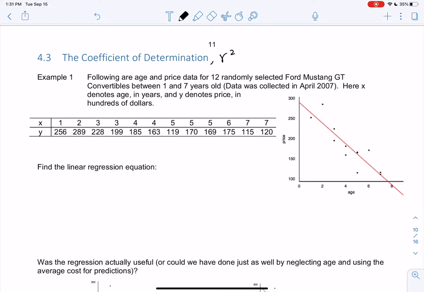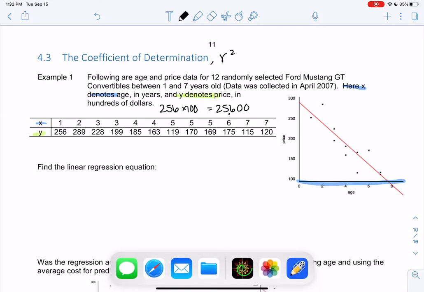And we're going to look at, let's see, we have 12 of them. We have their age as my x value, so that'll be horizontal. And then we have the price as the y value in hundreds of dollars. So hundreds of dollars means 256 times 100, which is actually 25600. So it's really 25,600. So let's go ahead and do regression, and then we're going to figure out some new stuff.